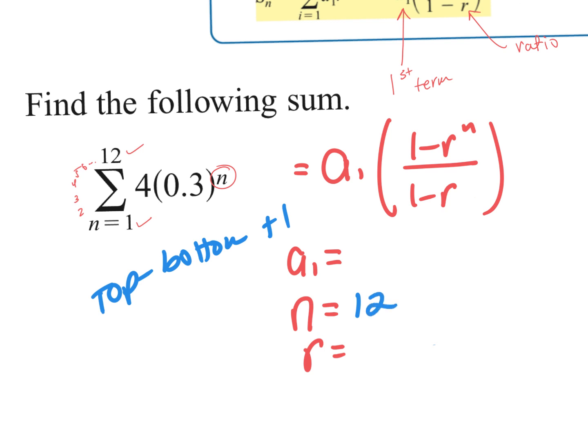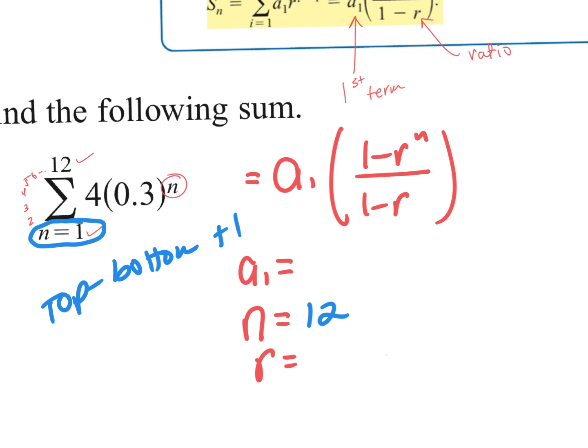How do you figure out the first term? By plugging in what? Why are we plugging in 1? Because you need a sub 1. And it tells you to start with what number? 1. If it said start with n equals 3, then you would plug in 3. That would be the first term. So I'm going to plug in 1. So when I plug in 1 here, I have 4 times 0.3 to the first power. You guys agree? If you want to multiply that in your calculator, go ahead. What's 4 times 0.3? 1.2.